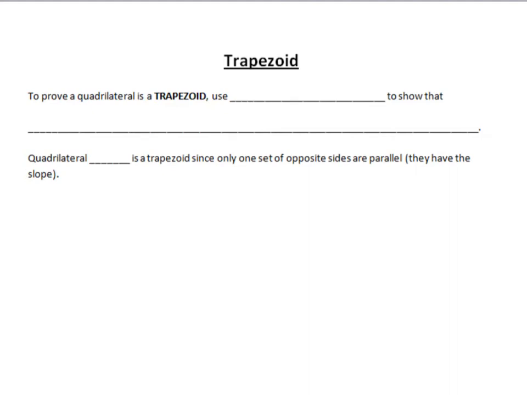The trapezoid I saved for last because a trapezoid is not a type of parallelogram. So we are still doing slope 4 times, so we're going back to that. But now instead of 2 pairs of parallel sides, we're going to see there's only 1 set of parallel sides. Okay, and if you picture a trapezoid, that should make sense. The 2 bases are parallel. A sample conclusion: quadrilateral ABCD is a trapezoid since only 1 set of opposite sides are parallel, since they have the same slope.